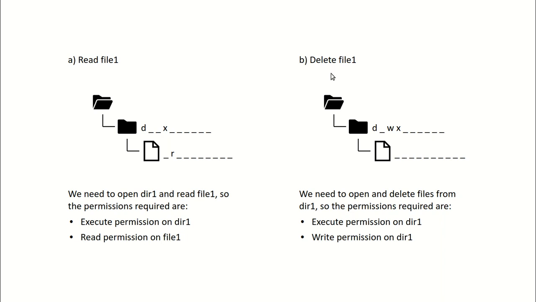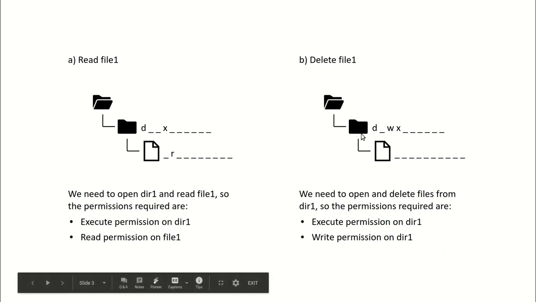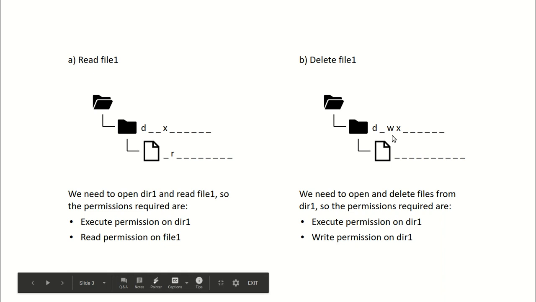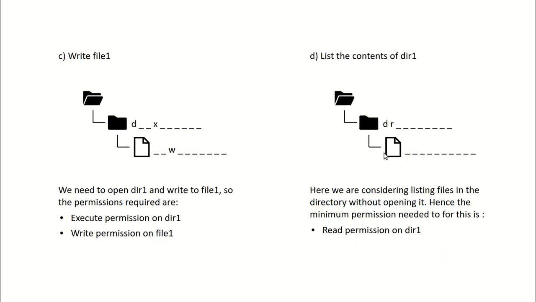Second, we need to be able to delete the file. To delete the file we don't need any specific permission for file1. What we need is to be able to open this directory and then delete the file in this directory. So to open we need execute permission, and to delete files in a directory we need write permission on the directory. So these are the minimum permissions needed. We don't need any permission on the file.